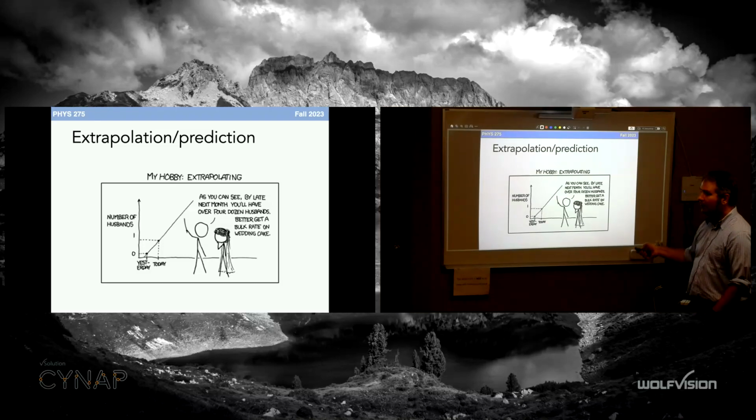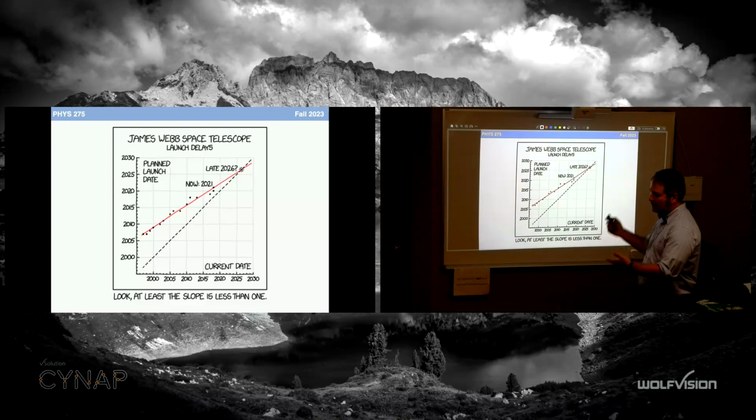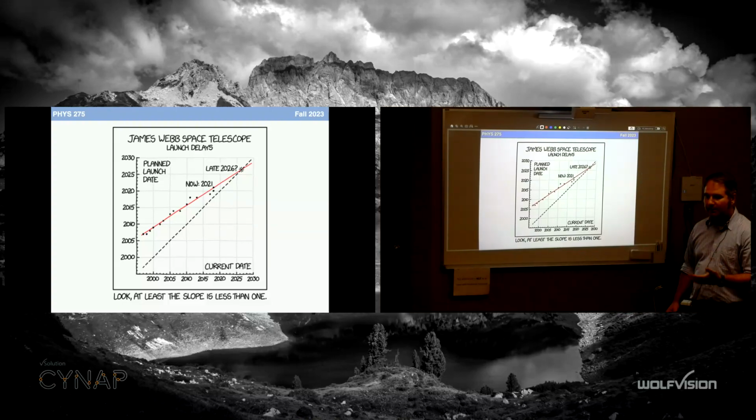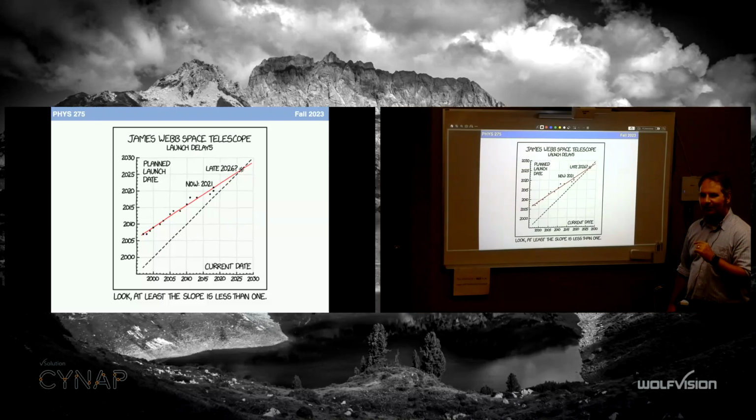So extrapolating ad absurdum is XKCD's specialty, but I would also say that it's a very useful thing to occasionally do. For example, the James Webb Space Telescope. I left this in because the last time I taught this, it was still getting ready for launch, and so it was 2021. If I do a linear fit to the launch date that NASA has announced, and I just keep going, and this is the linear progression of time, then this is where they intersect, right?